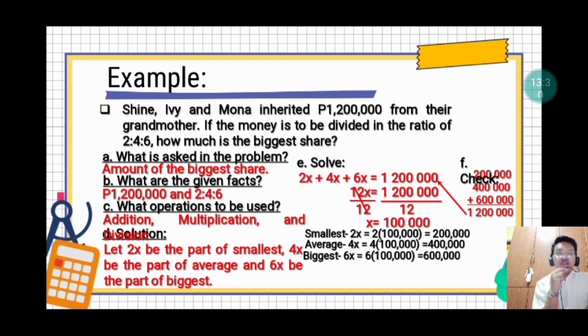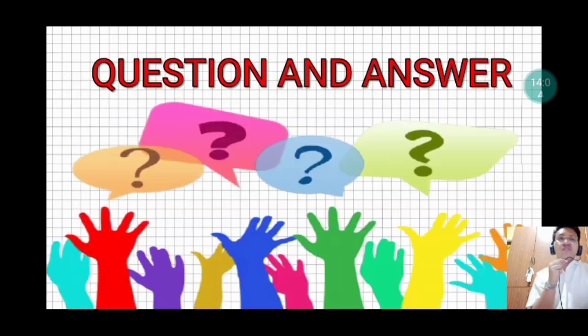And after that, we should now identify the biggest share. So what is the amount of the biggest share? Anyone? All right. So the answer is 600,000. So 600,000 is the biggest share. So those are the examples of partitive proportion.